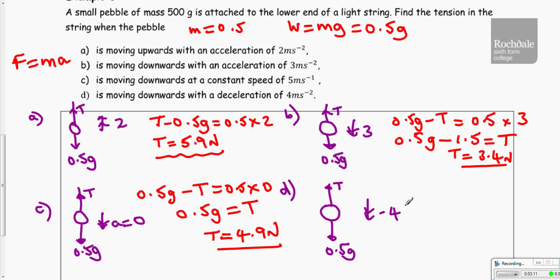Final question. This is moving downwards with a deceleration, sometimes called a retardation, a slowing down. So we'd have 0.5 g minus T equals mass times acceleration. And if you rearrange the algebra, T works out to be 6.9.